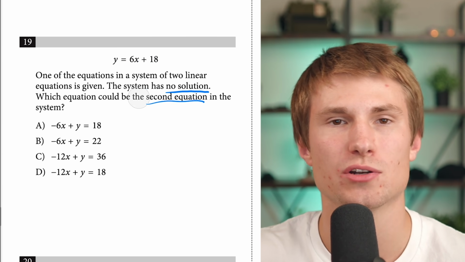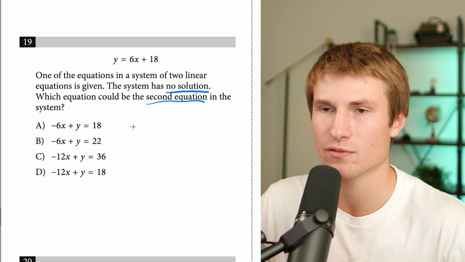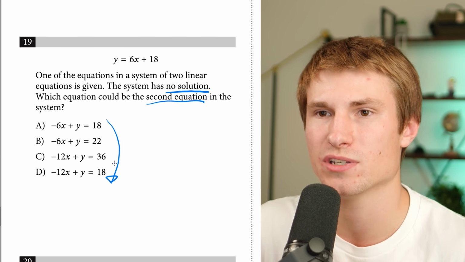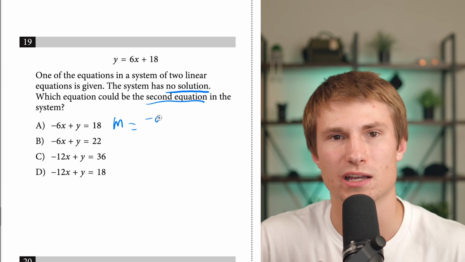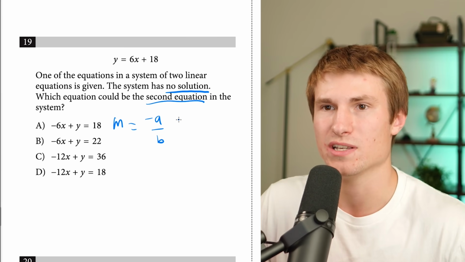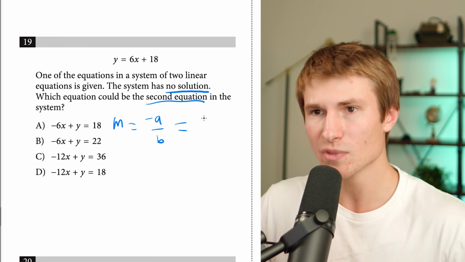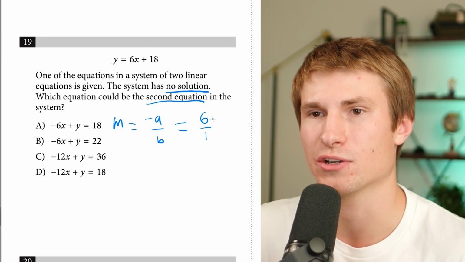Now, the reason we need to know these things is because in order for a system of linear equations to have no solution, they need to have the same slope but a different y-intercept. Next thing I notice is answer choices A through D are all in standard linear form, which means that we can use the formula m equals negative a over b, where m is representing the slope. Now, if we do that for answer choice A, we see that it would be negative negative 6, which would give us positive 6 over 1, since 1 is the coefficient in front of y.